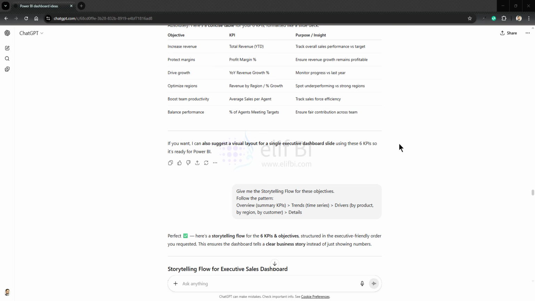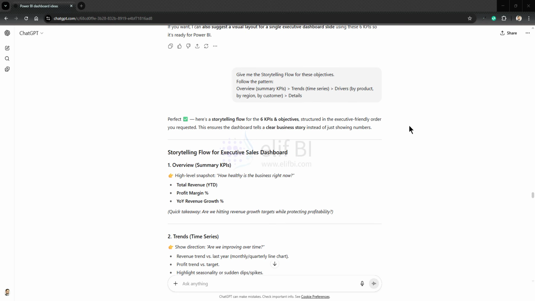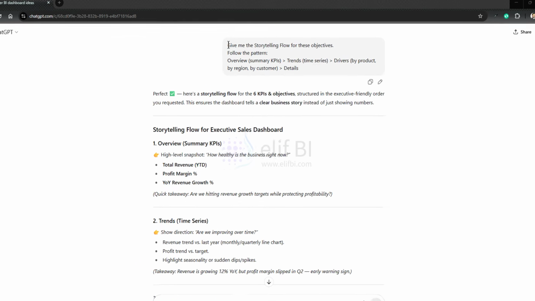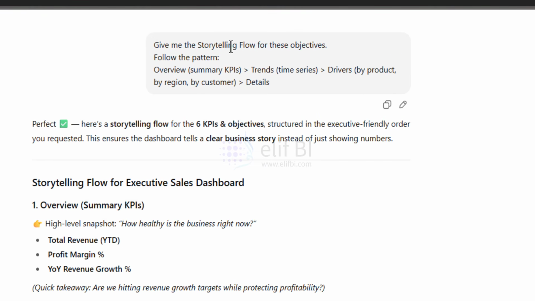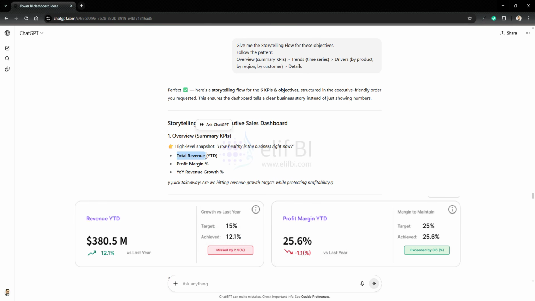Let's have a look at ChatGPT prompts. So we are continuing our conversation and now we are going to give the prompt something like, give me the storytelling flow for these objectives, follow the pattern: overview, trends, drivers, and details. And then it tells us that the first component, which is overview, could be the summary KPIs. For example, total revenue year to date, profit margin in percent, year-on-year revenue growth in percent.